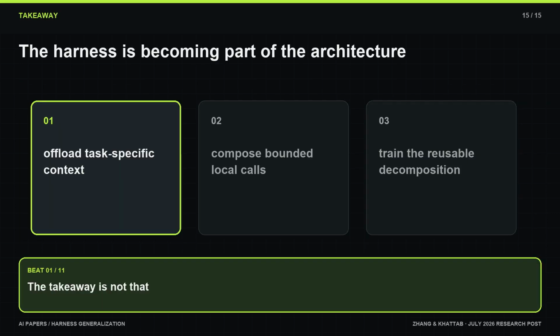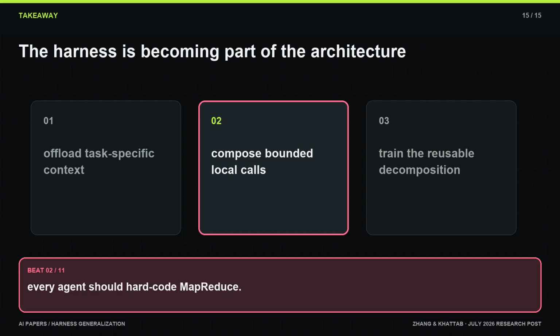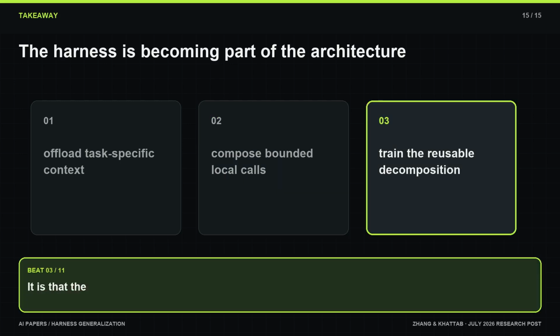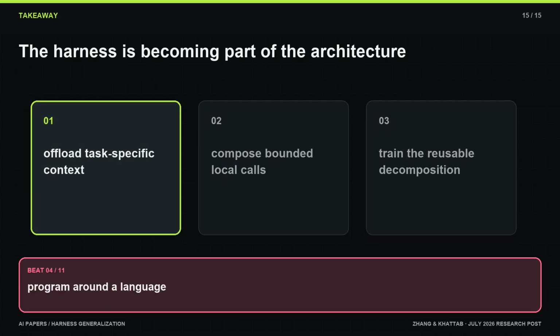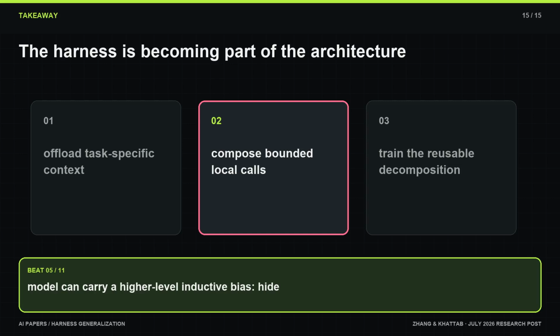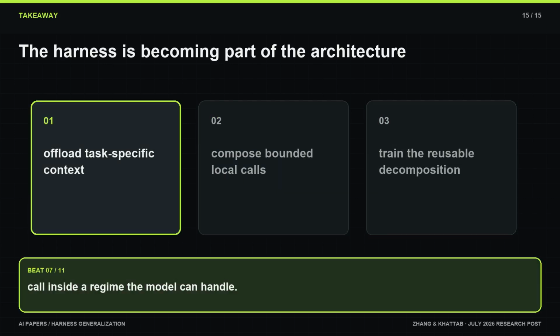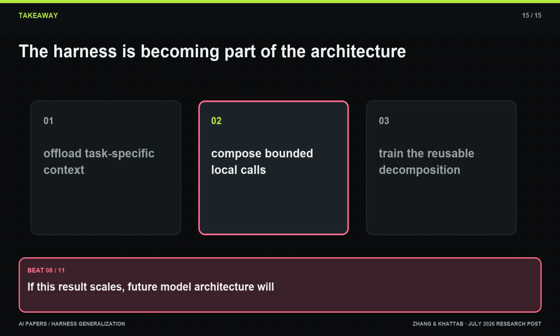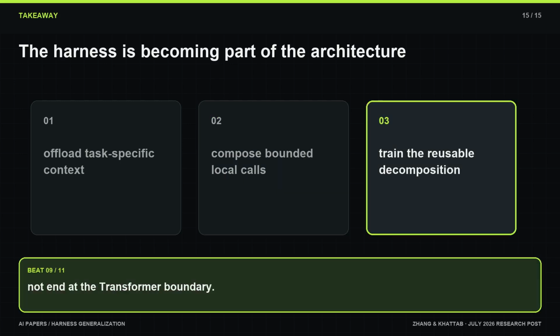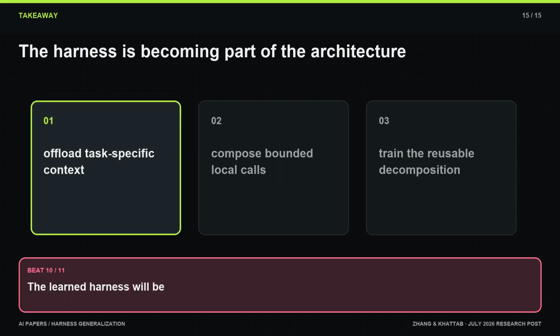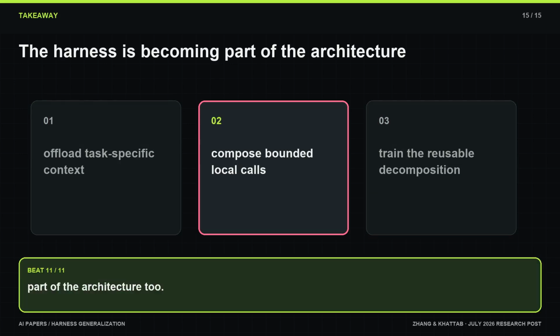The takeaway is not that every agent should hardcode MapReduce. It is that the program around a language model can carry a higher-level inductive bias, hide irrelevant detail, compose familiar operations, and keep each call inside a regime the model can handle. If this result scales, future model architecture will not end at the transformer boundary. The learned harness will be part of the architecture too.